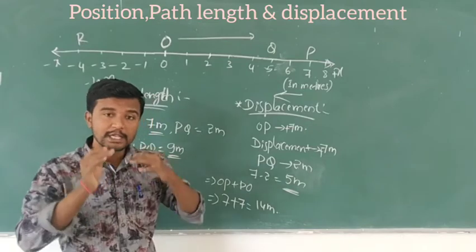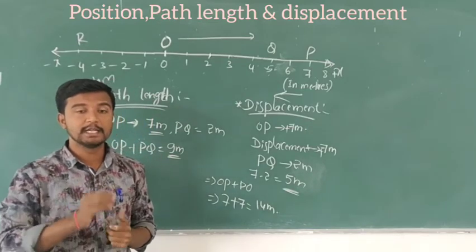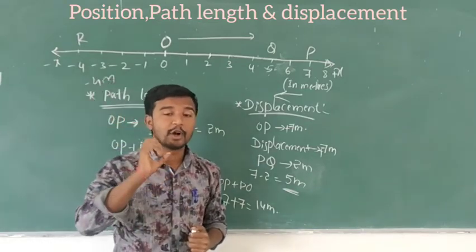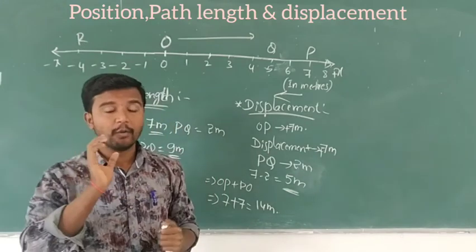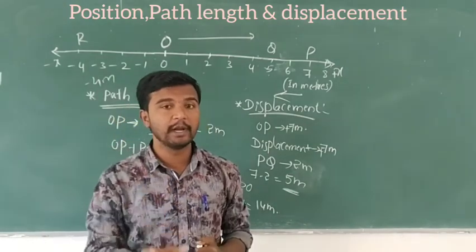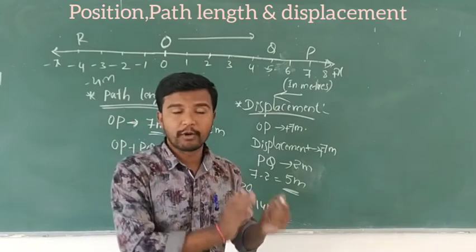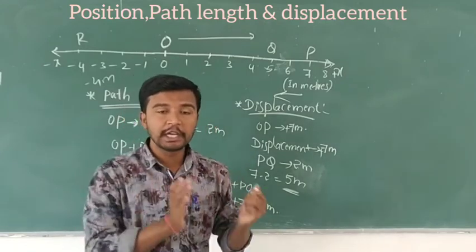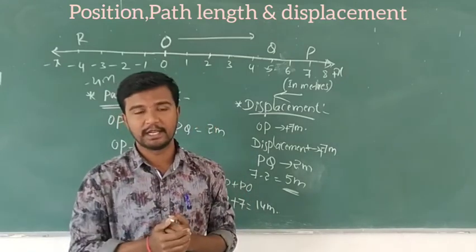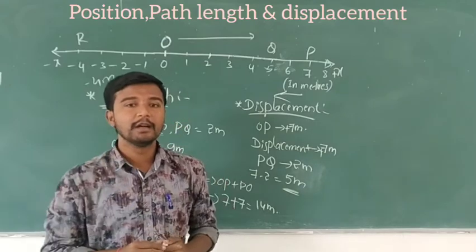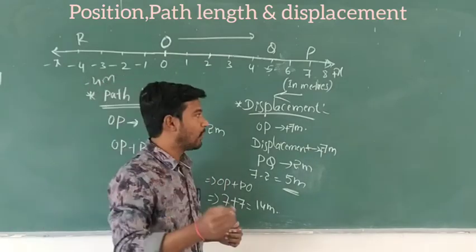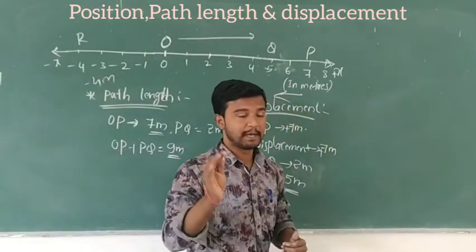Okay? So displacement of a body is what? The shortest distance of a body from one place to another place, or from initial to final position. Okay, I am going to clear this with another example for displacement.